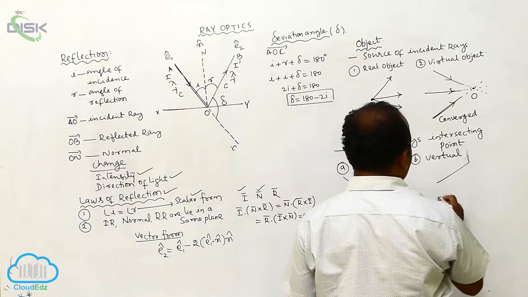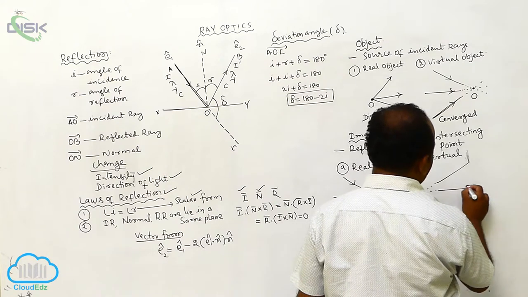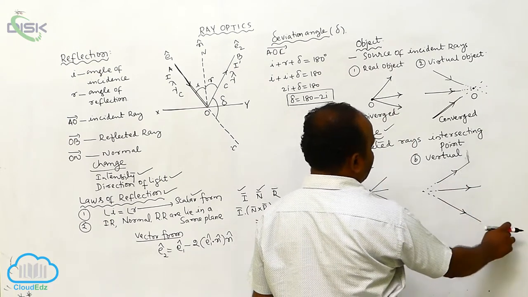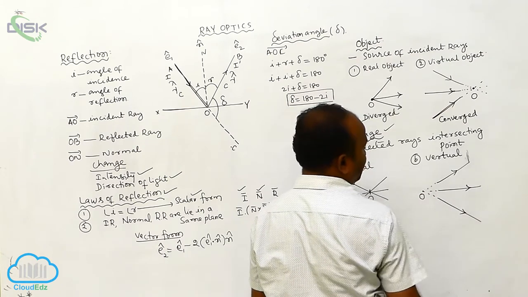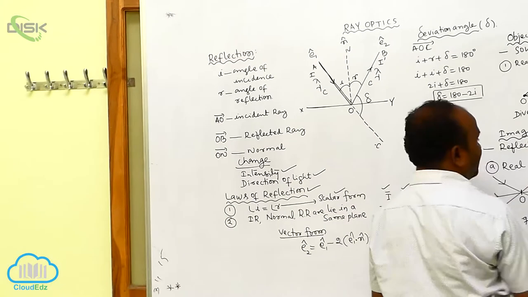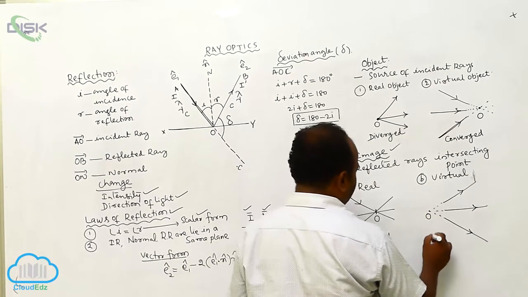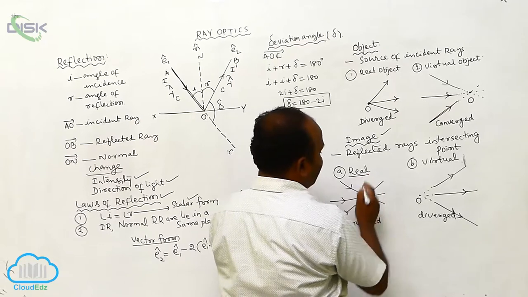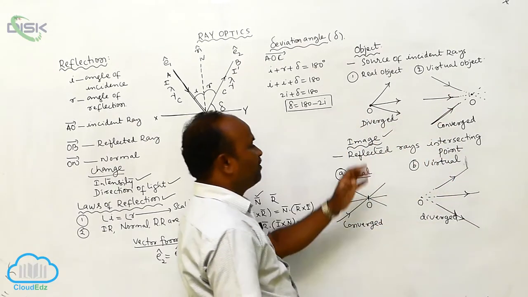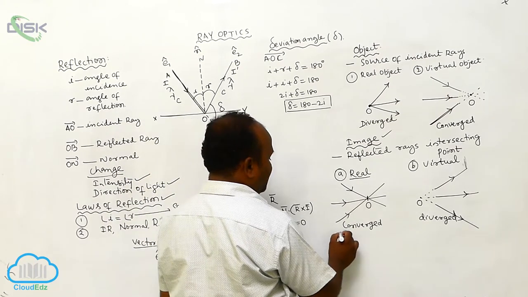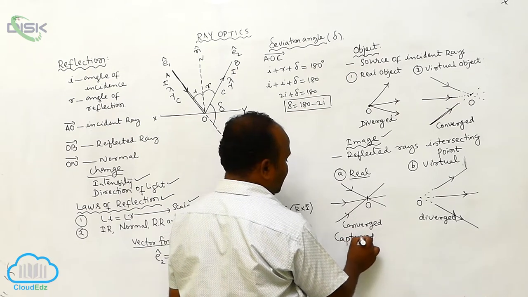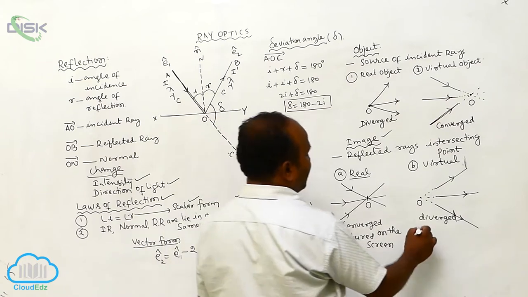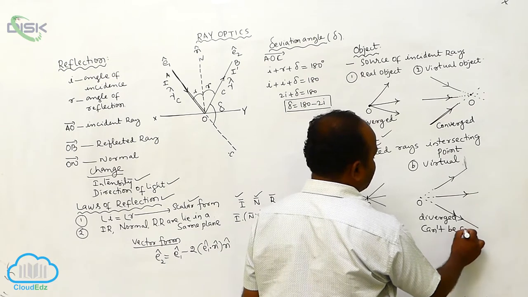Now this is the reflected ray. As the reflected rays are extended back, this is called a virtual image. If the reflected rays are converged, it is a real image. If the reflected rays are diverged, then it is called a virtual image. A real image can be captured on the screen. A virtual image cannot be captured on the screen.